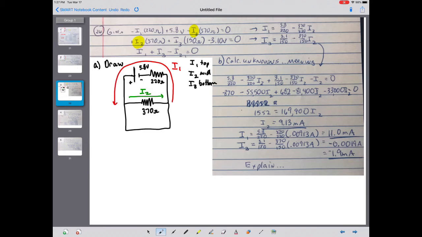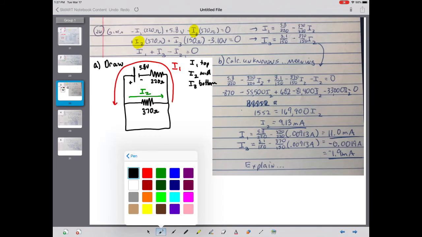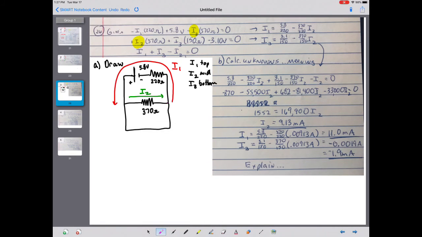Now, I'm going to the second equation. It's a positive I2 times 370. So on that one, I'm going to start at this point right here where I just put the pink dot. And if I go counterclockwise from there, I'll be going opposite the I2 denoted current direction. So that would be a positive I2 times 370 is shown in the middle equation.